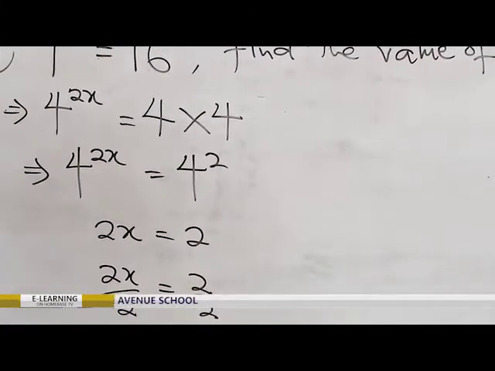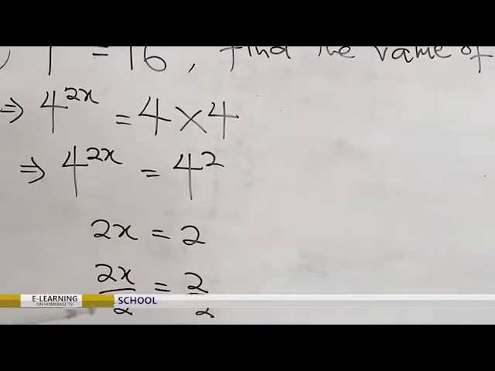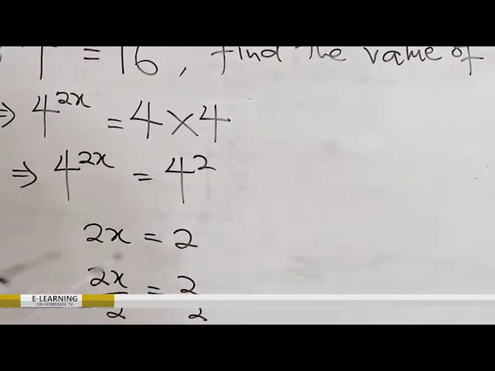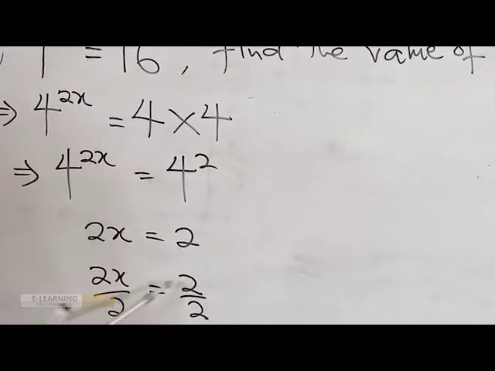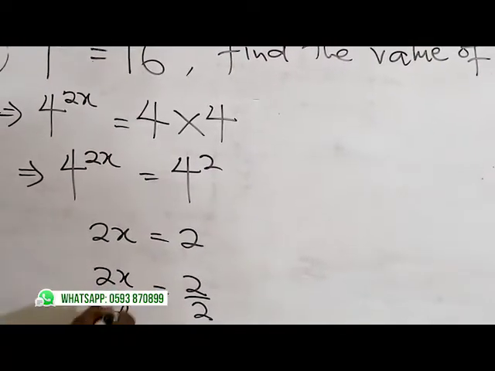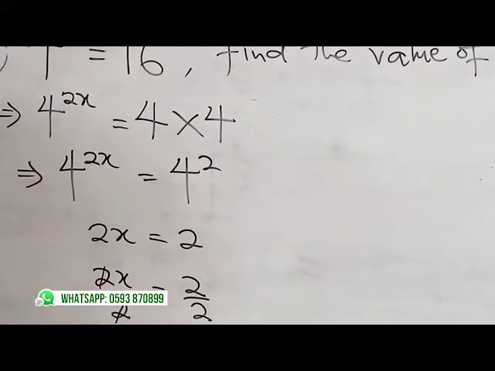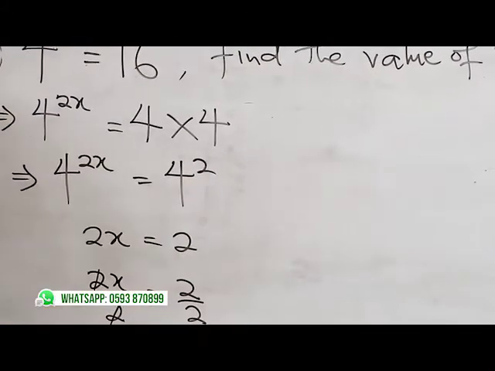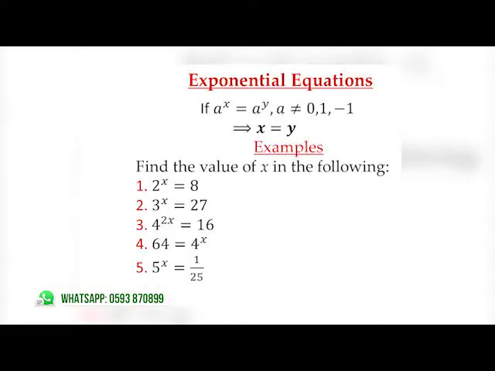So x is 1. I divided both sides by the coefficient of x, which is 2. So these 2s cancel, 2 divided by 2 is 1. We are left with x equals 1. Good. Hope you are following. Let's move on to the fourth example.